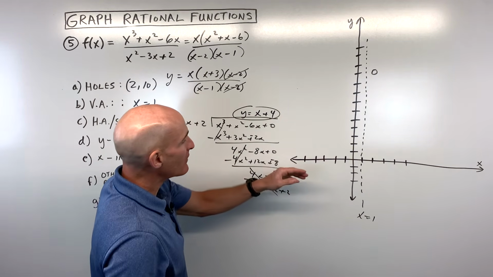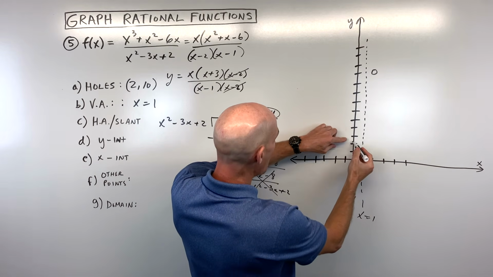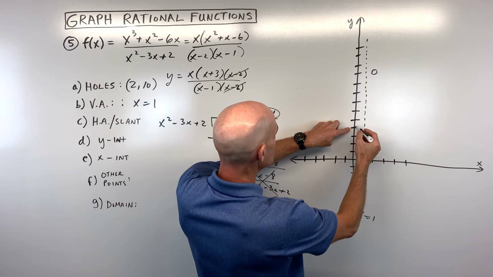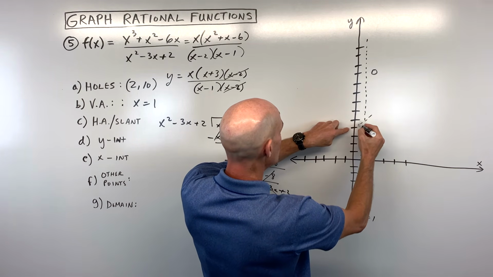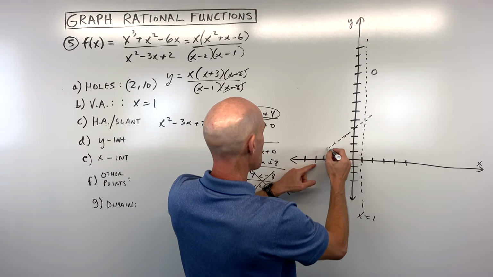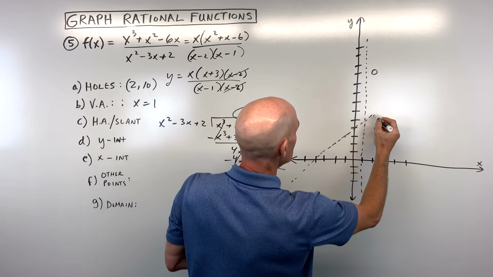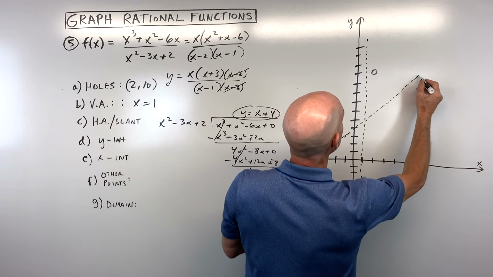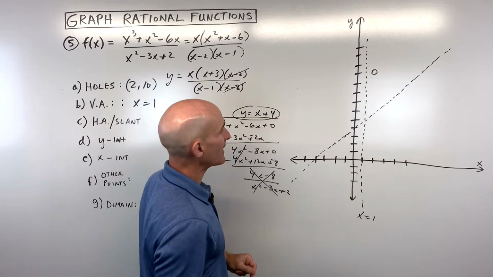So let's see if we can graph that on our graph. We have a y-intercept of 4 and a slope of 1. So it's going to go like this. Try to be accurate here as much as I can. Something like this. Okay, there's our slant asymptote.